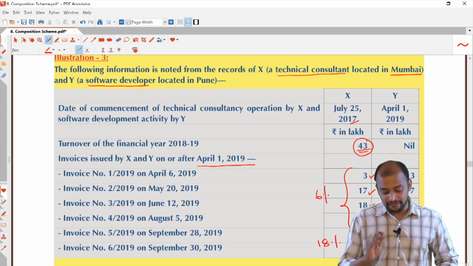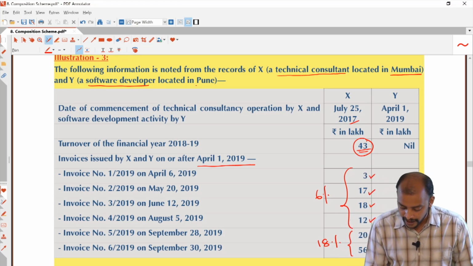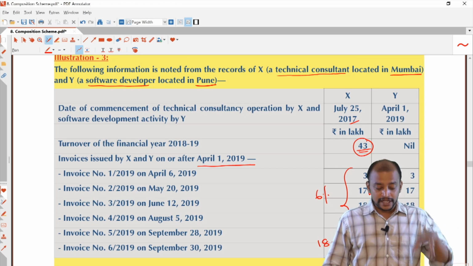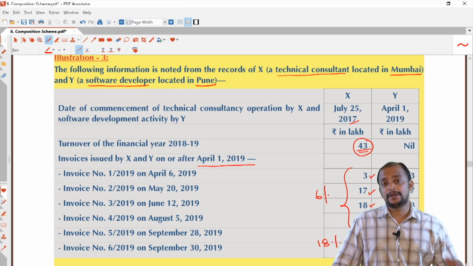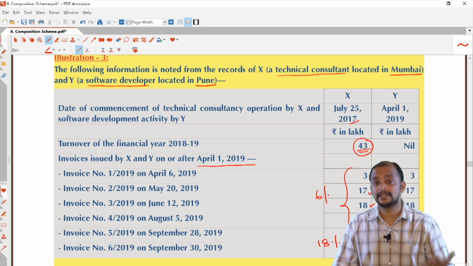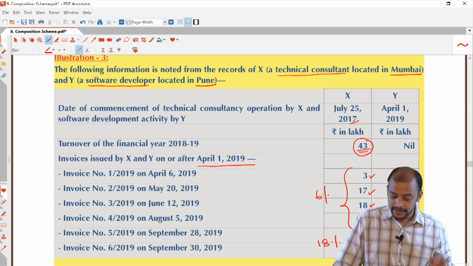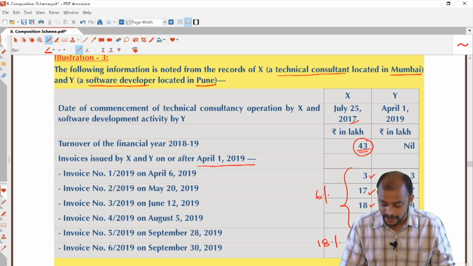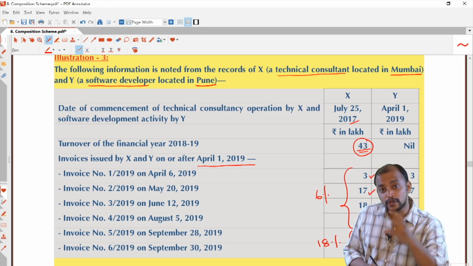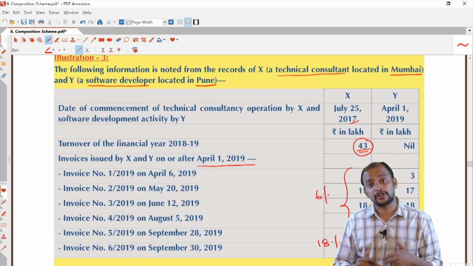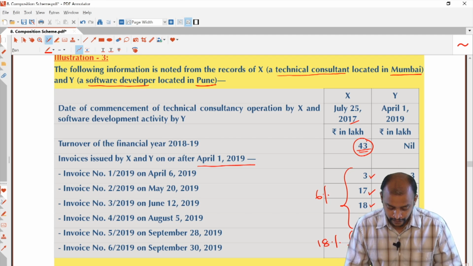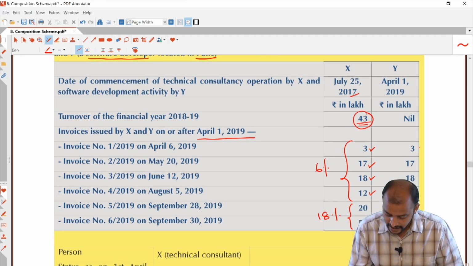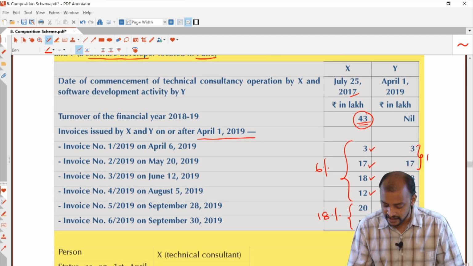Y is a software developer located in Pune, Maharashtra. Now what is the threshold limit for a person who is making services in Maharashtra? 20 lakhs. So 20 lakhs, and turnover of the financial year 18-19 is nil, because he commenced business only in the current year. So up to the 20 lakhs threshold, they are not at all required to pay GST. Therefore, first invoice and second invoice, 3 plus 17, there is no GST.